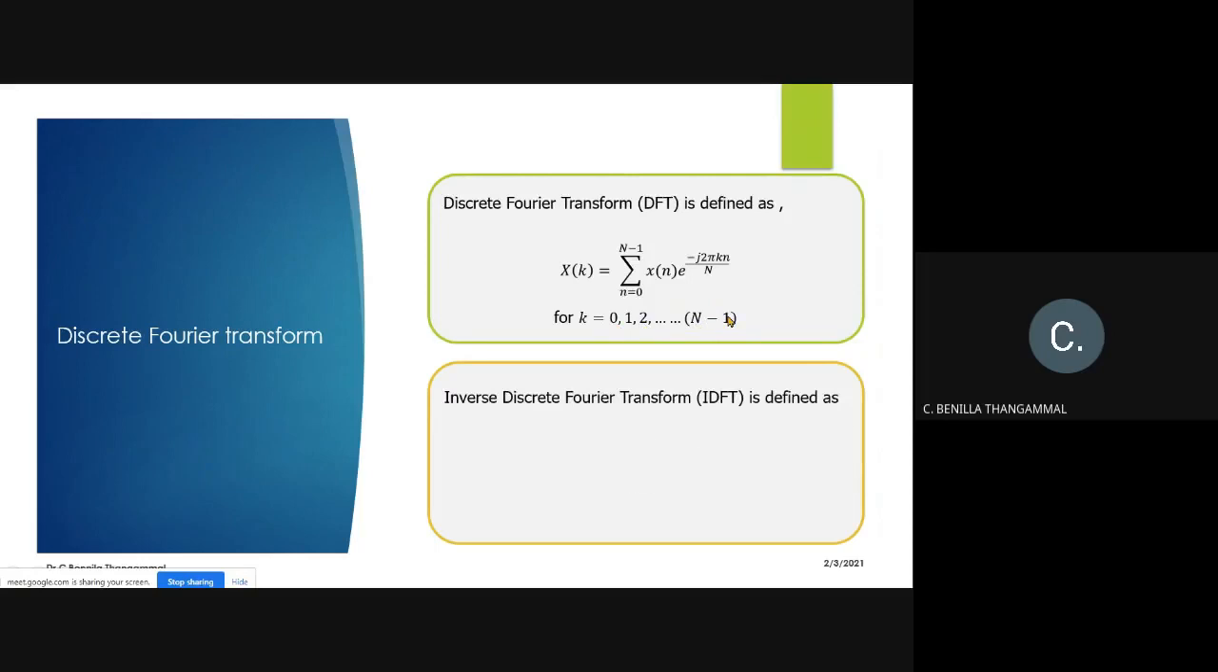The inverse discrete Fourier transform is defined as x of n is equal to 1 by N summation k equal to 0 to N minus 1 X of k e power j 2 pi kn divided by N, for n equal to 0, 1 up to N minus 1. So we'll solve some problems here.